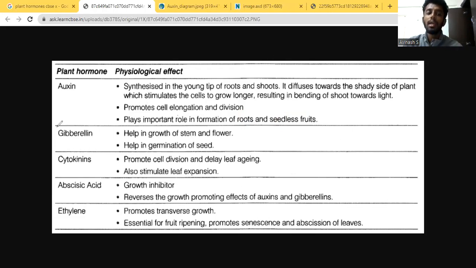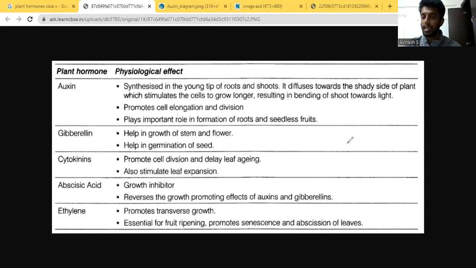And also the next hormone is called gibberellin, and the main functions of gibberellin are growth of stem and flower. Some of you might be wondering, auxin also helps in the growth of stem. Gibberellin also helps in the growth of stem and also helps in the germination of seed. What we mean by germination of seed is when we sow a seed in the soil, it is able to sprout into a new seedling and eventually into a new plant and then later into a new tree. So that is the function of germination.